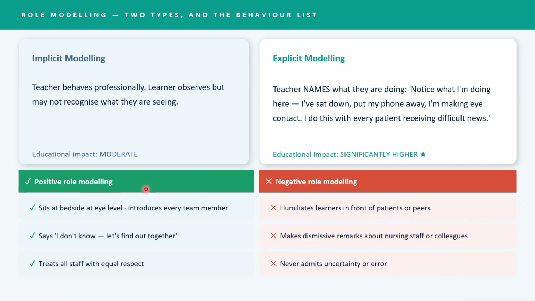Positive role modeling, for example, includes sitting beside the patient at eye level, introducing every team member, saying "I don't know, let's find out together," and treating all staff with equal respect. Examples of negative role modeling are humiliating the learner in front of a patient or peer, making dismissive remarks about nursing staff or colleagues, and never admitting uncertainty or error.